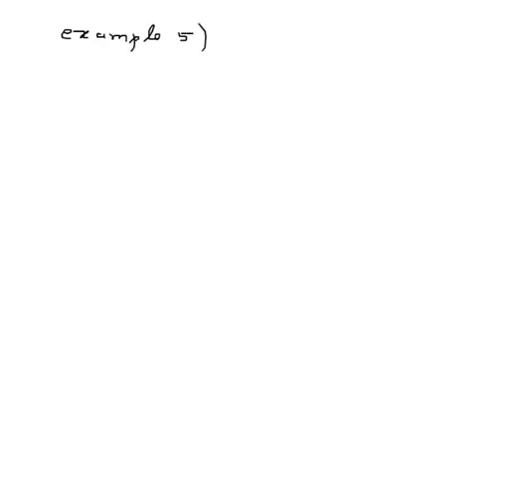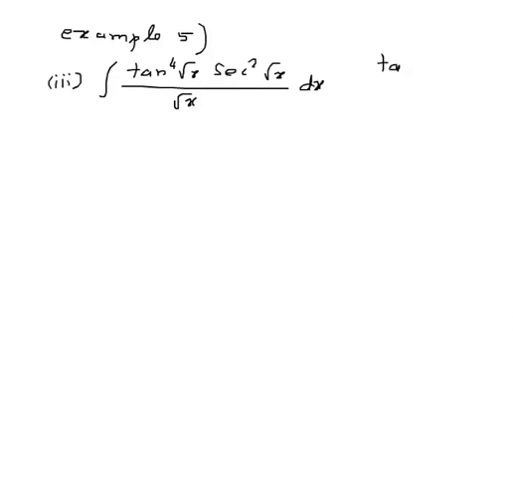Example 5. We'll do the third subdivision. Integral tan power 4 root x, secant square root x, divided by root x dx. We know that the differential of tan is secant square. So we will substitute tan of root x as t. Tan and secant square combination is the best combination. We will go for substituting tan root x as t.